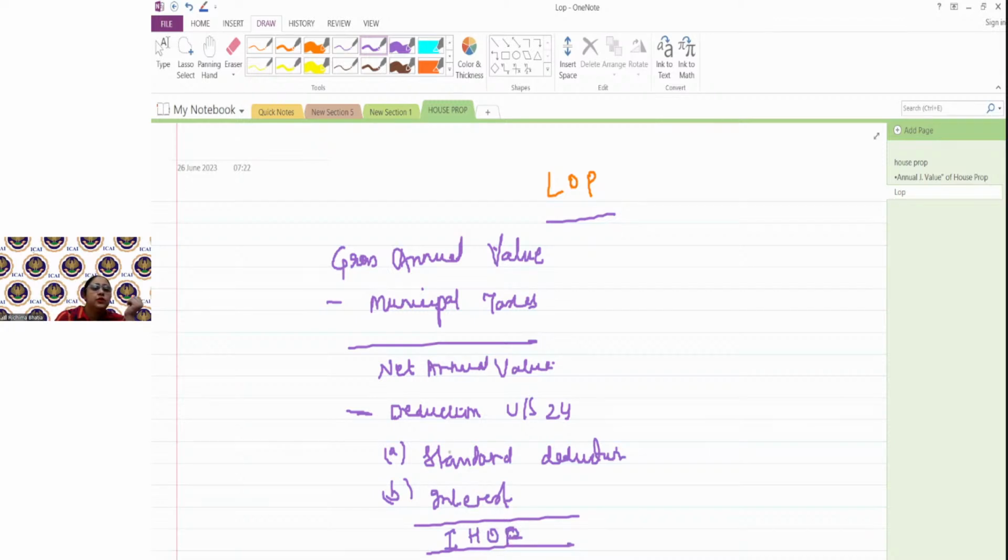So the first focus of ours would be to compute the gross annual value. After that, step by step, we will move to each thing. Now, what is the gross annual value? The method to compute gross annual value is given under Section 23 of the Act. What is the gross annual value?